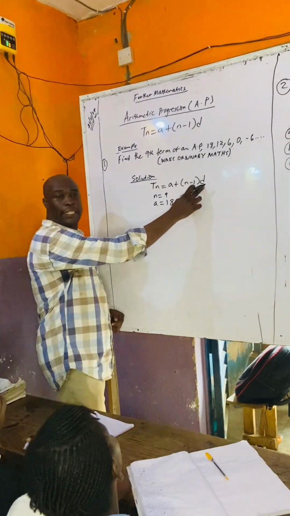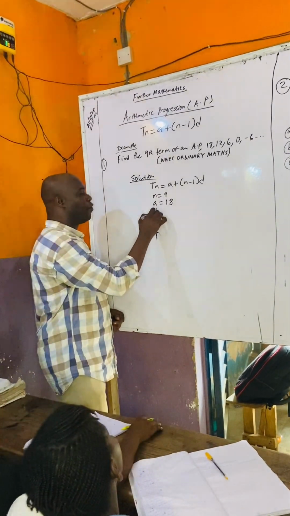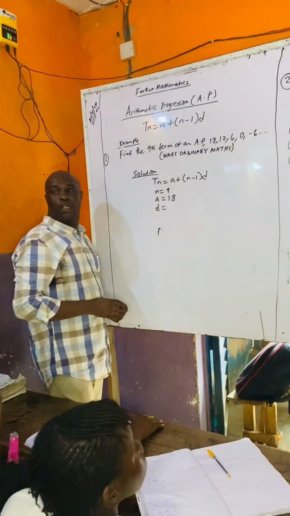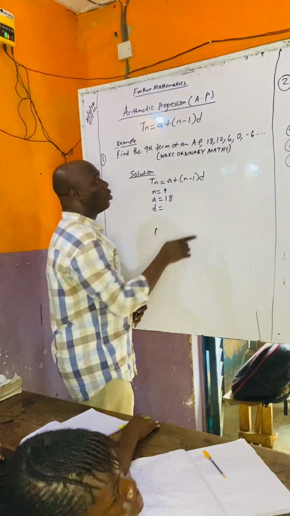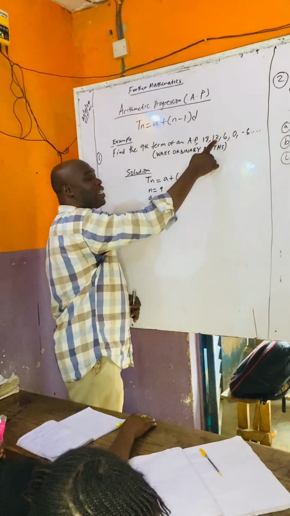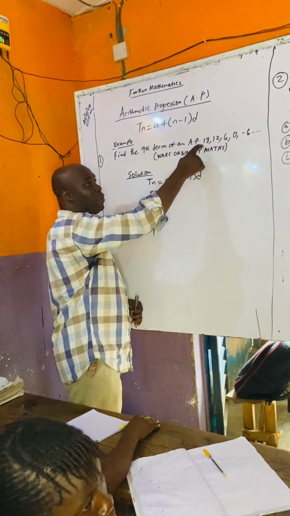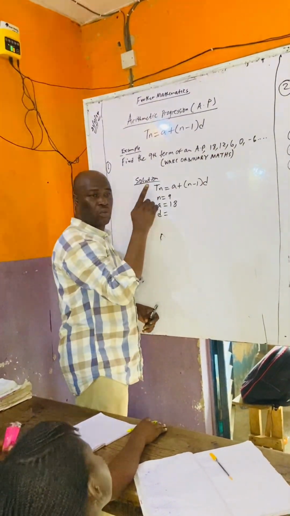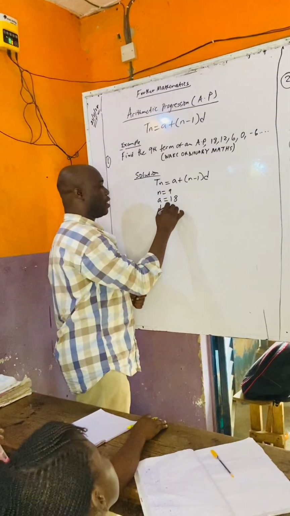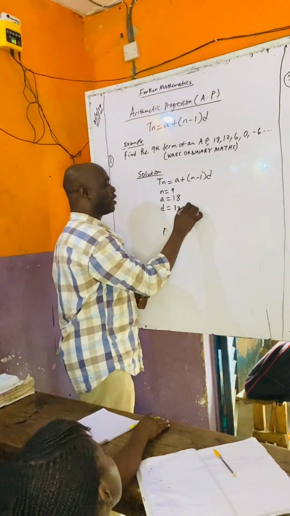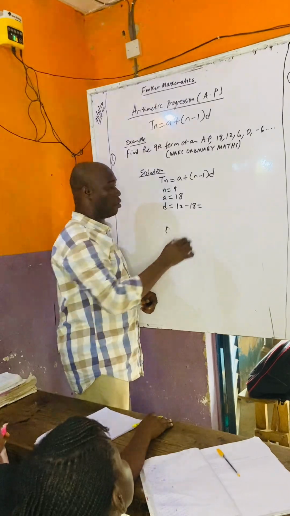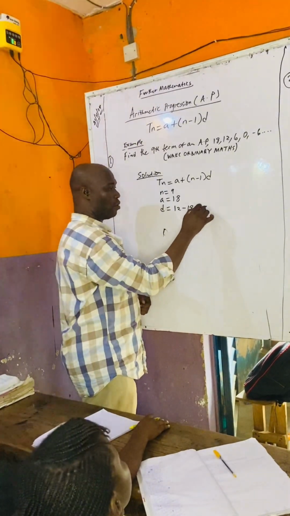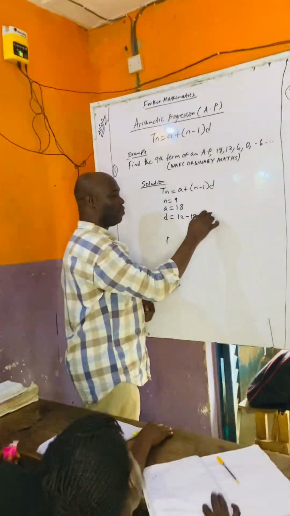You will need d. That's your common difference. I told you, you take the second and remove the first from it. Not 18 minus 12, no. But I can say 12 minus 18. And that's going to give me what? Minus 6.